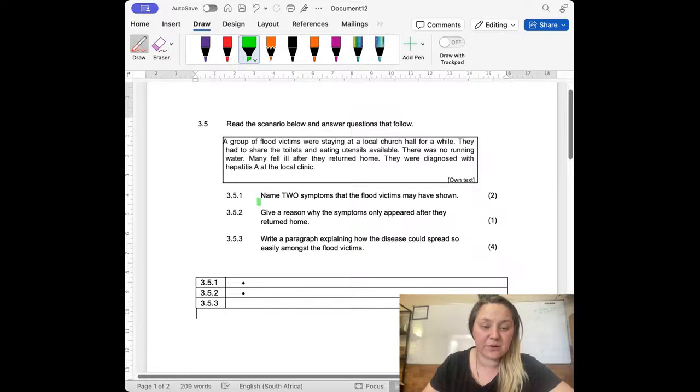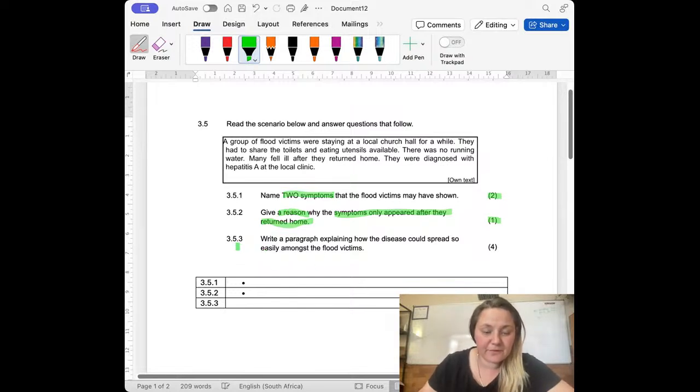In this case, for 3.5.1, name 2 symptoms that the flood victims may have shown. So I'm going to highlight 2 symptoms that the flood victims may have shown. We always have to look at mark allocation. 2 symptoms, 2 marks. That means a mark per symptom. Give a reason why the symptoms only appeared after they returned home. That's 1 mark, and it makes sense because they ask for a reason.